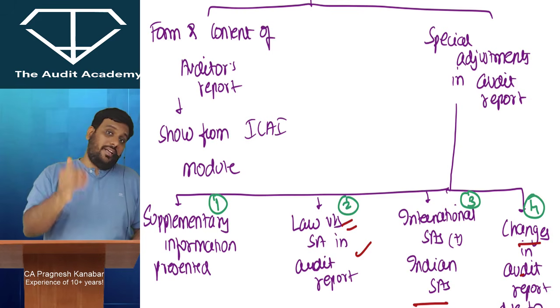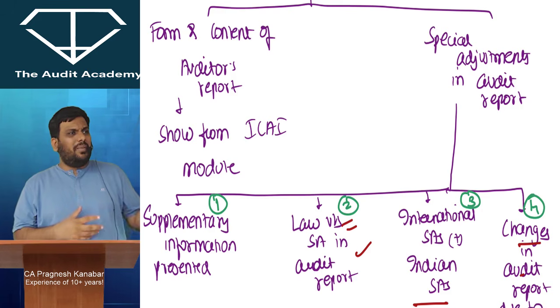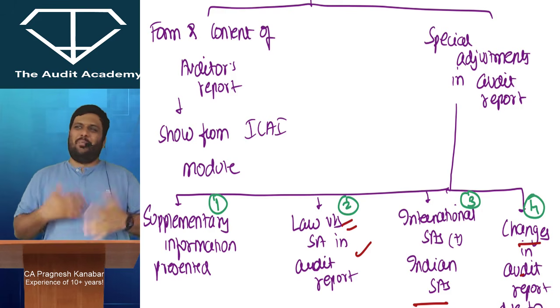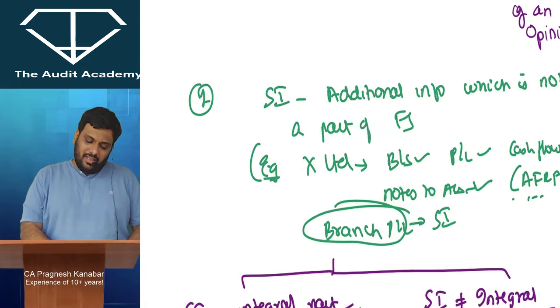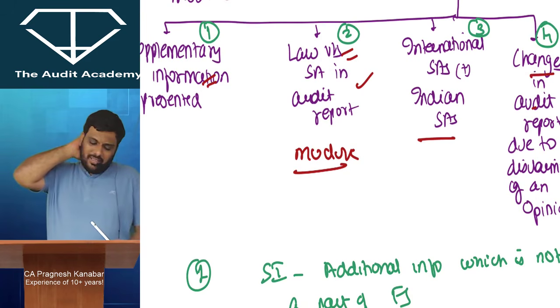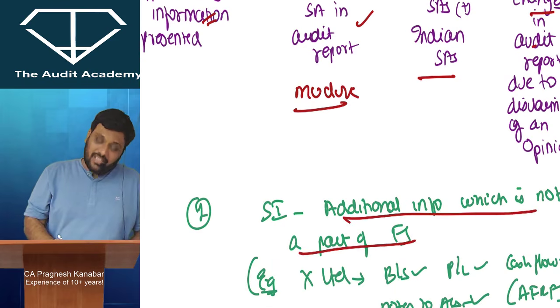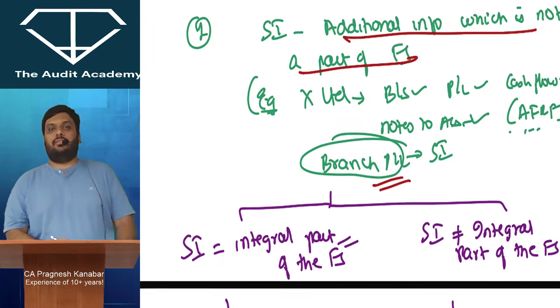But let us say you are conducting the audit of X Limited and they have prepared one more extra financial statement, called a branch P&L. You ask management, what is this? Why a separate branch P&L? They say, we just wanted to prepare it, we were so excited with March end. So basically they have prepared supplementary information. Supplementary information means additional information which is not a part of the financial statements, for example, this branch P&L.